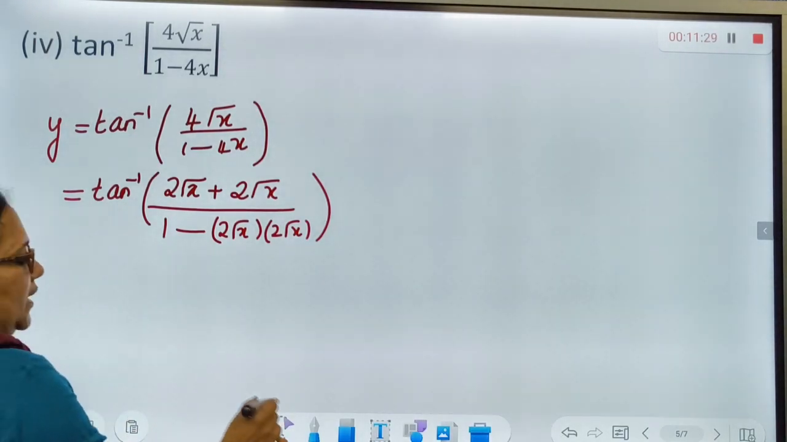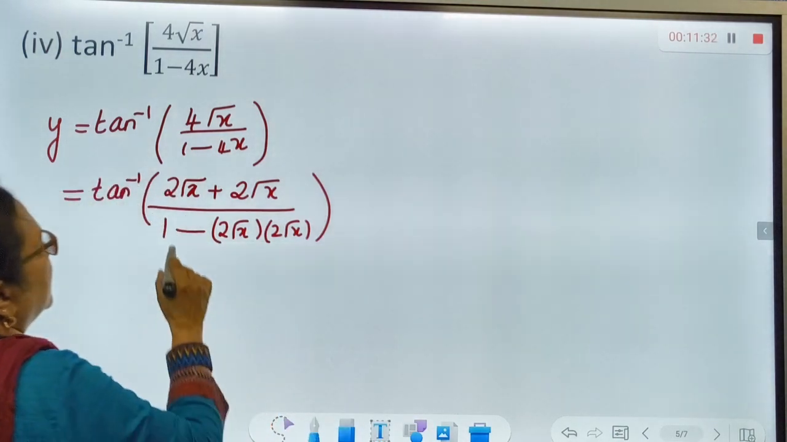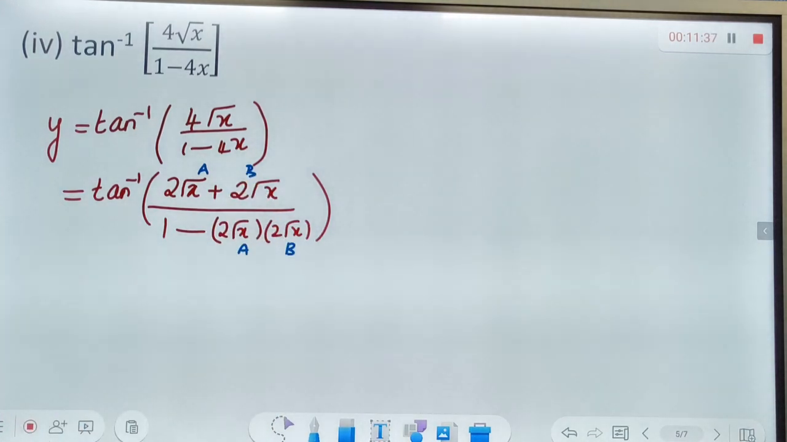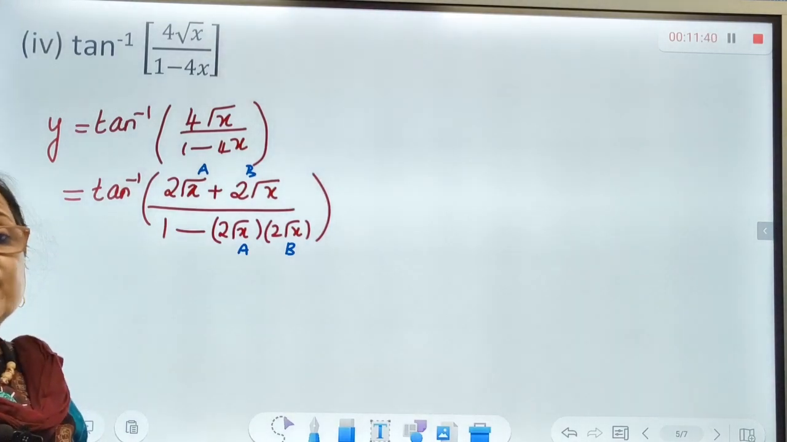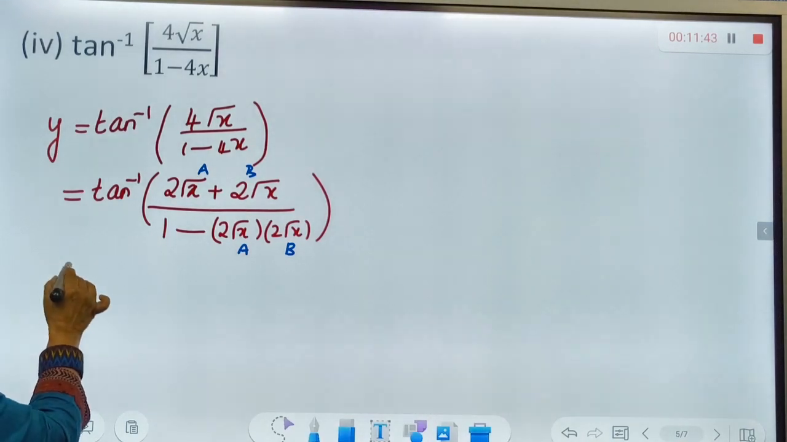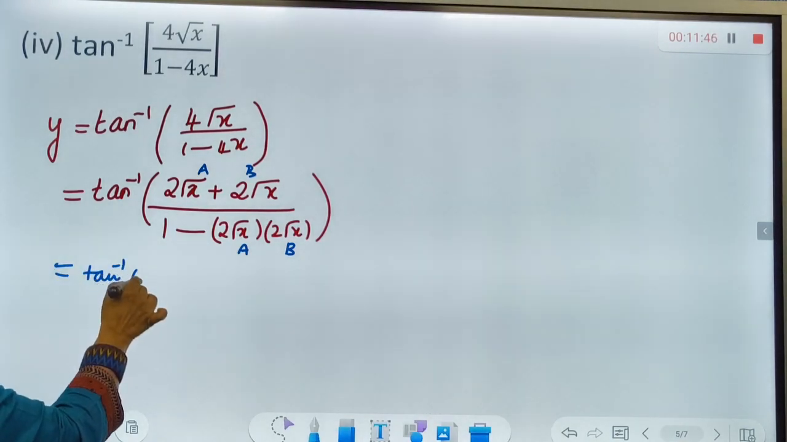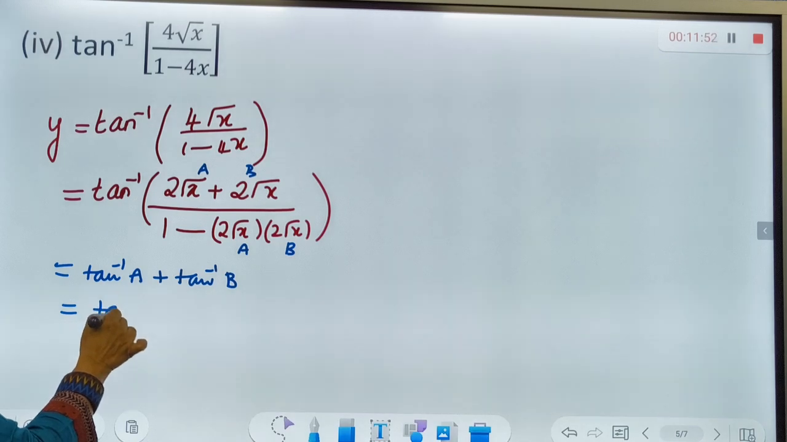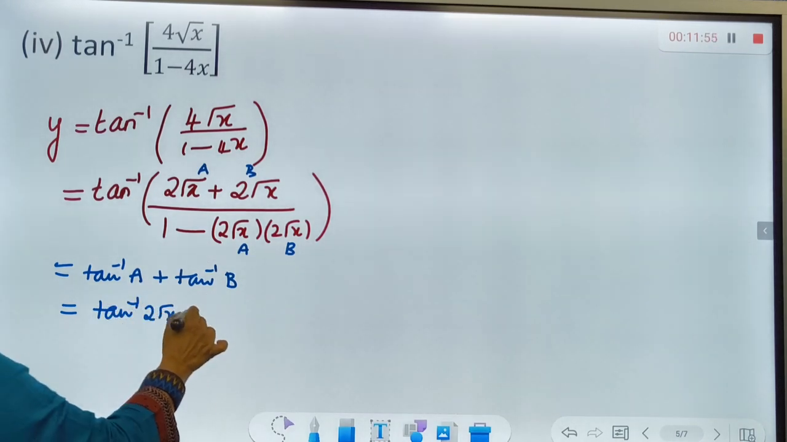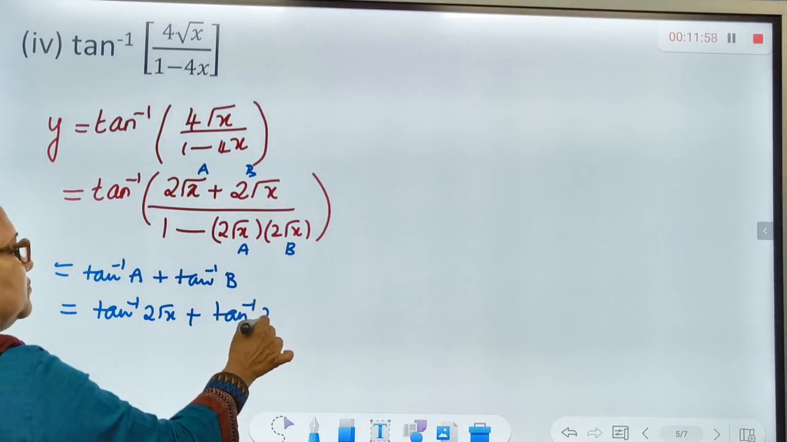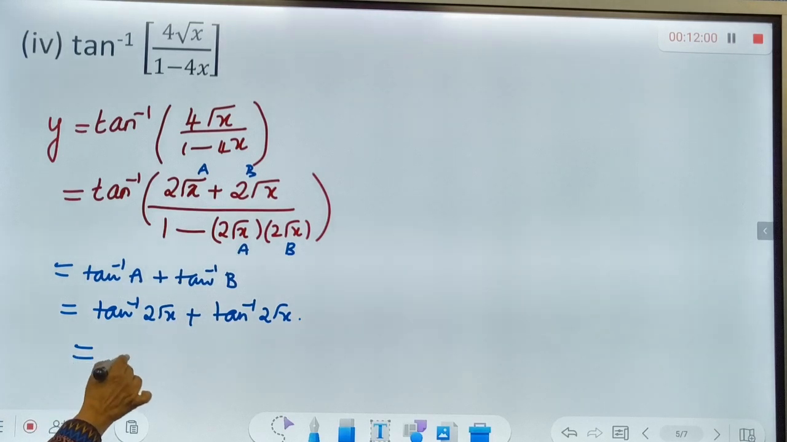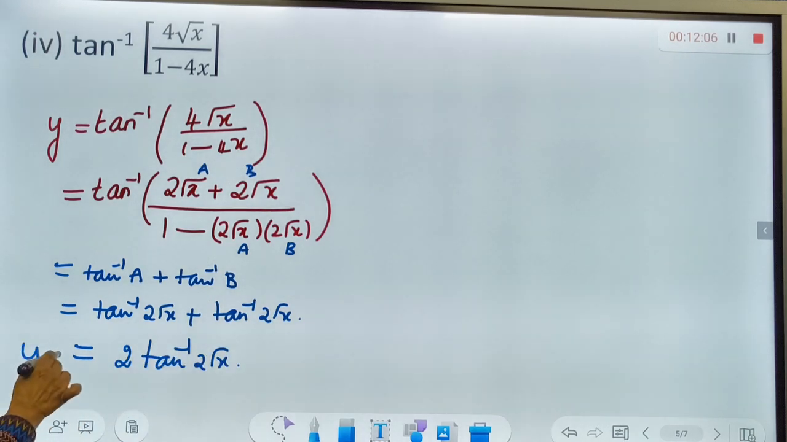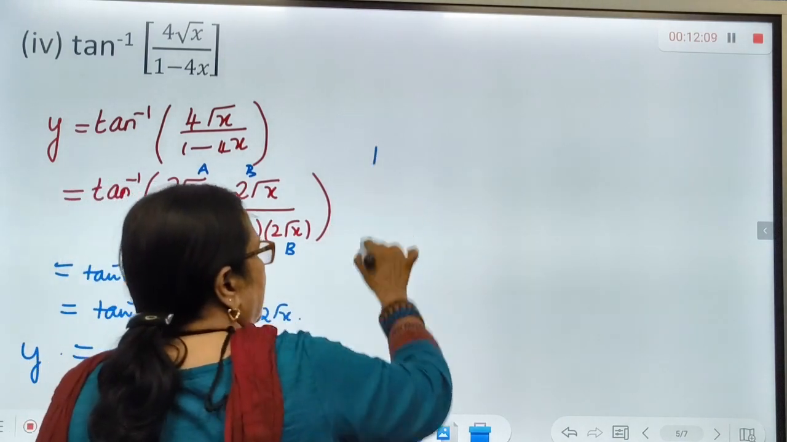So this is of the form tan inverse, again this is A, this is B, this is A, this is B. So this is of the form tan inverse A plus B by 1 minus AB, which is tan inverse A plus tan inverse B. Which is tan inverse 2 root x plus tan inverse 2 root x, which I can write as 2 times tan inverse 2 root x, is your y. Now I have to find dy by dx.